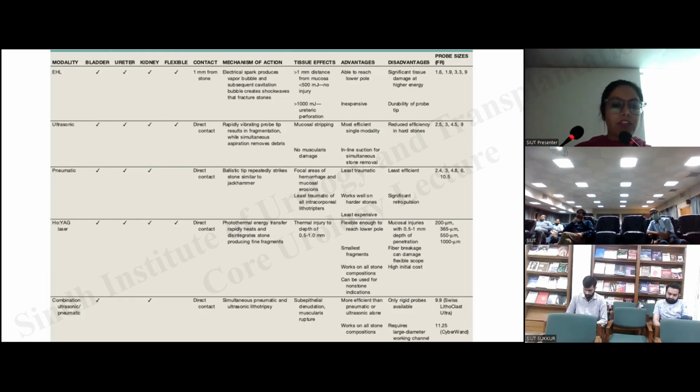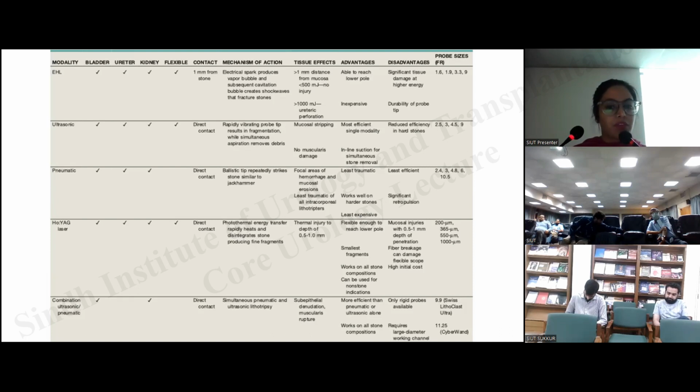In the combination device, ultrasonic and pneumatic are combined together. It cannot be used for the ureter, but it can be used for kidney and bladder. There should be direct contact with the stone, and the mechanism of action is that pneumatic and ultrasonic are used simultaneously together. Tissue effect is subepithelial denudation and muscularis rupture.